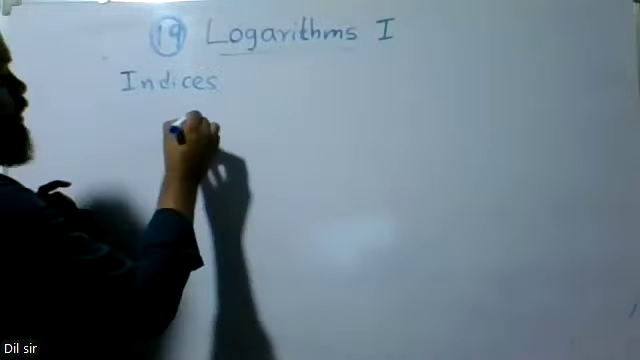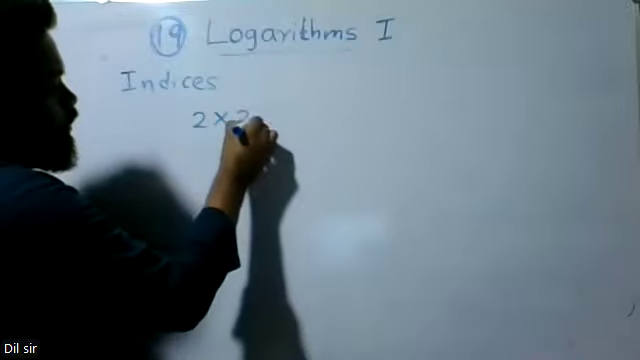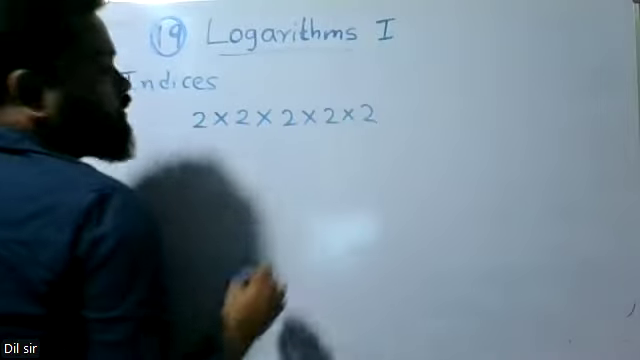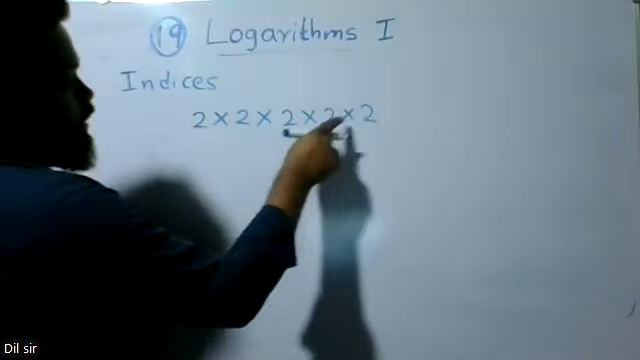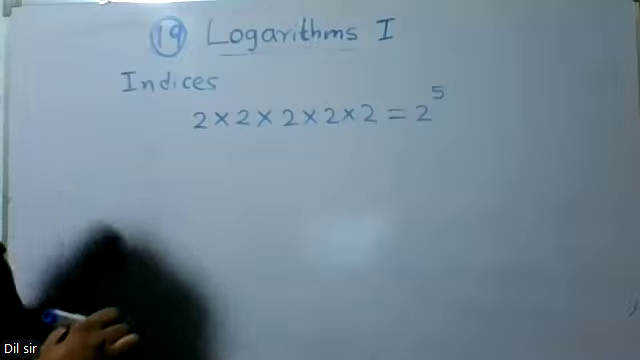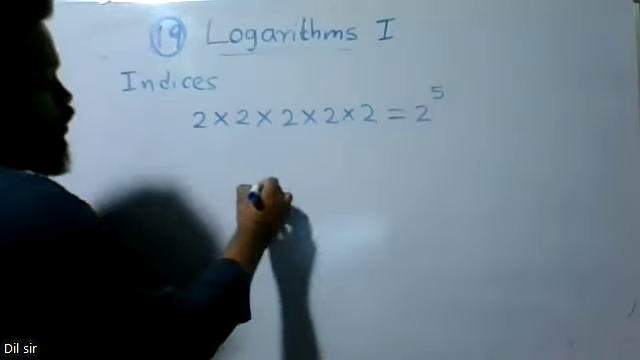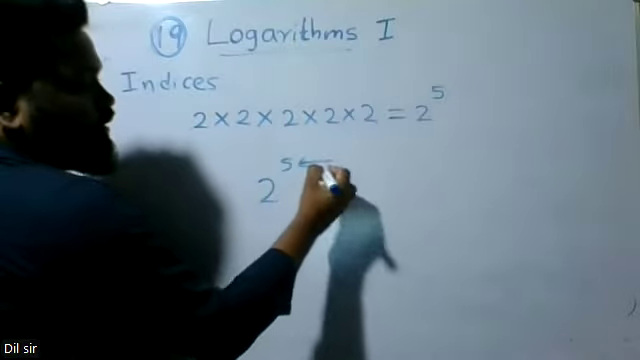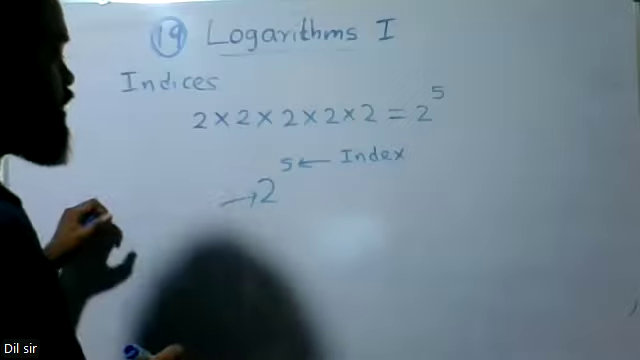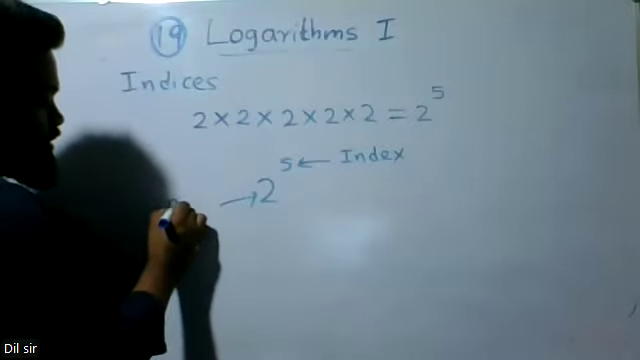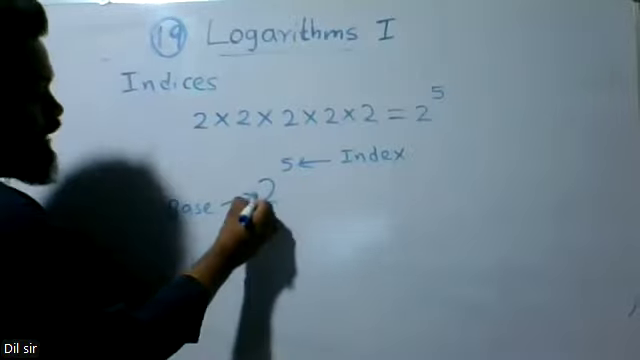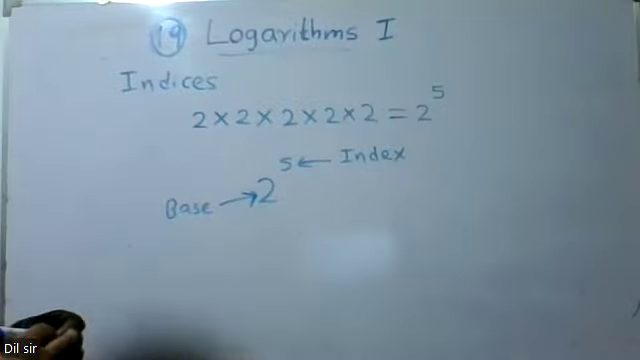I think you remember this. The result of multiplying 2 by itself 5 times, 2 times 2 times 2 times 2 times 2, is 2 to the power 5. That is the starting of the indices now. 2 to the power 5. We know that this is called the index. This is the base. Index and base. This complete writing is called a power, right?